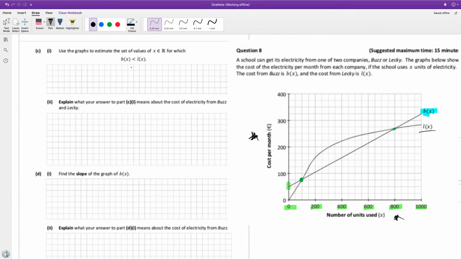Right, we've this bit done above. So, explain your answer to part C, what it means about the cost of electricity from Buzz and Lecky, and try to find the slope. Off you go. Try to do the next two bits. Explain what our answer above meant. And our answer above here was x is equal to 100 to 800. That was the answer we had above there. See if you can explain what your answer there meant, and then see if you can get the slope of the ends.